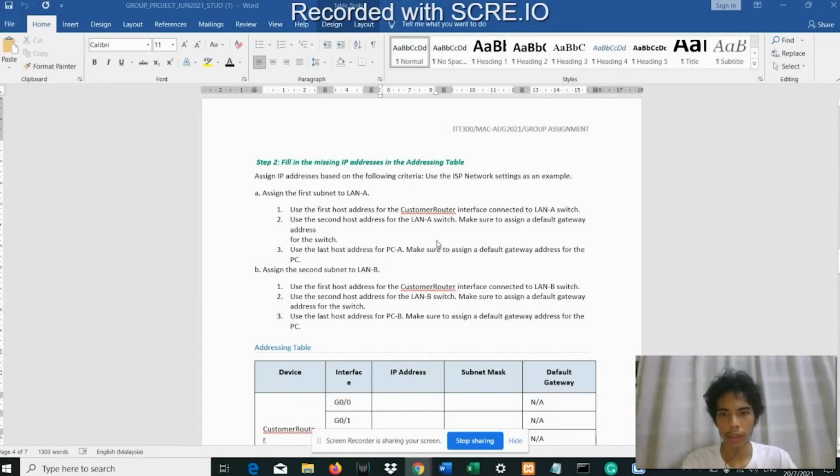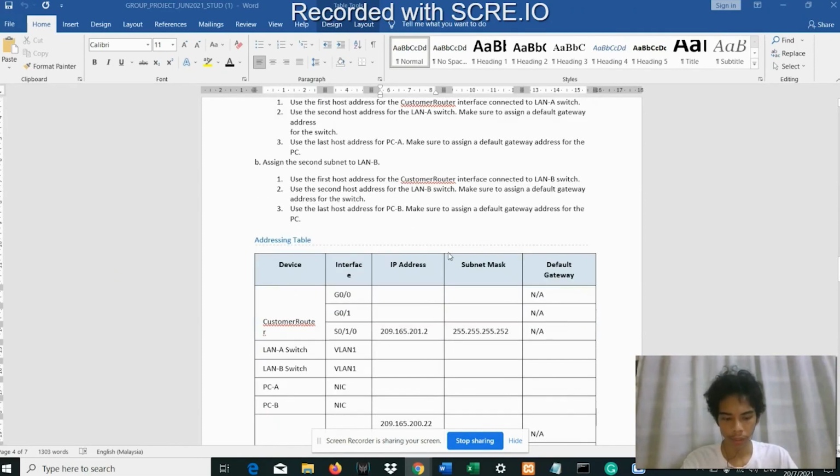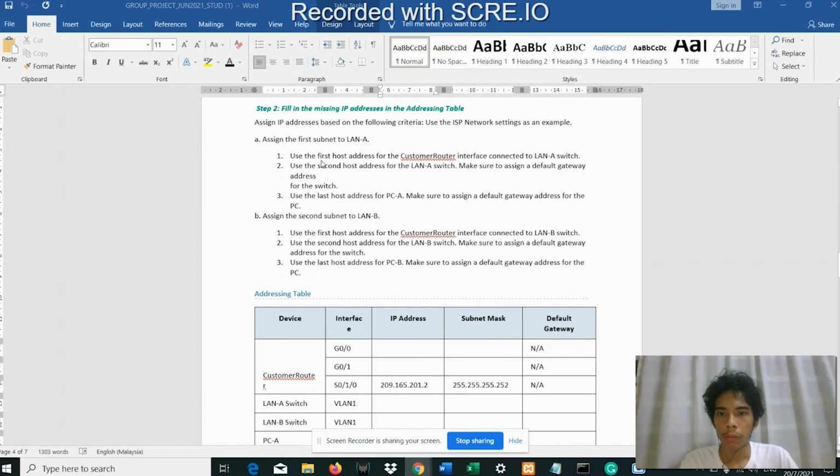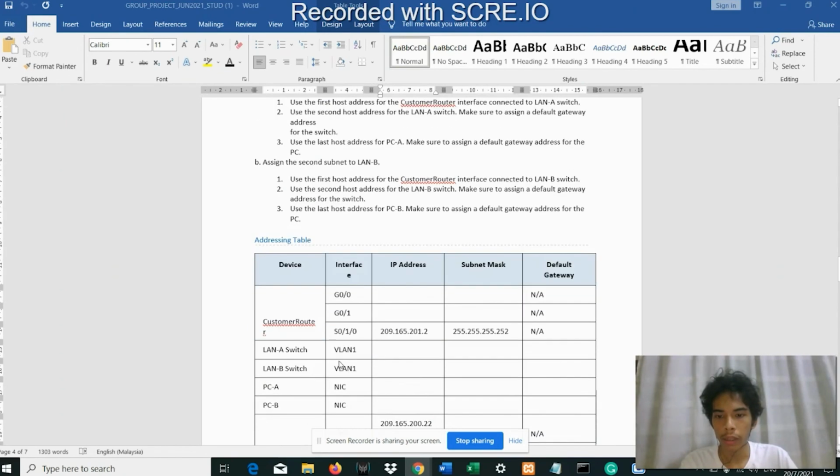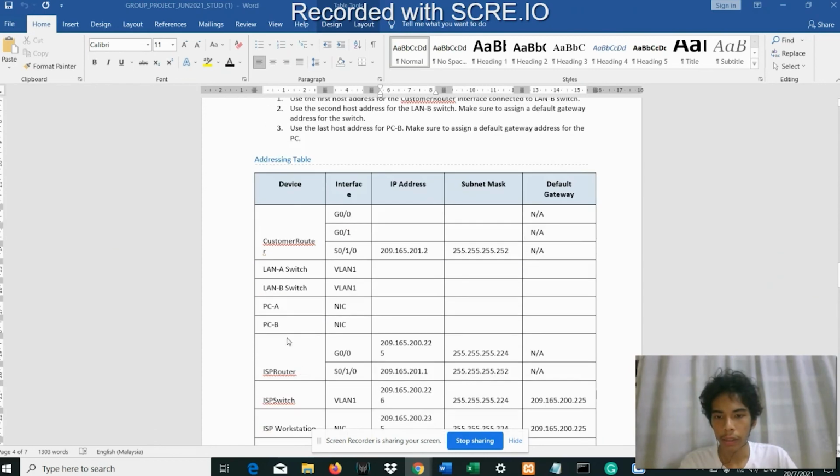That's all. My name is Muhammad Dini bin Shahizad. I would like to demonstrate how to, in step 2, fill in the missing IP addresses. Now, as you know, we have to assign the subnet to the LAN A switch and LAN B switch, as well as PCA and PCB.